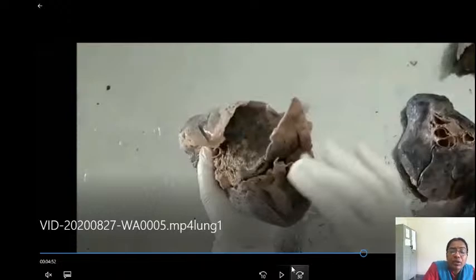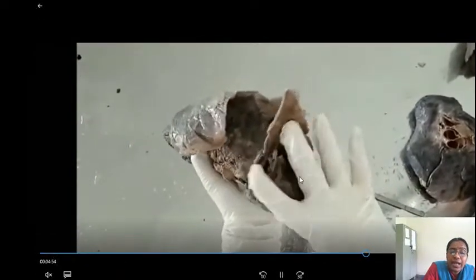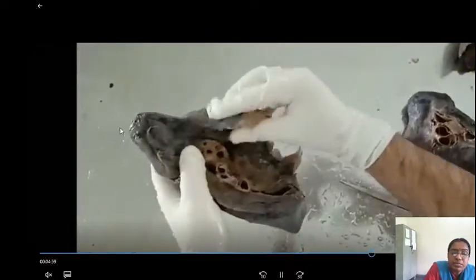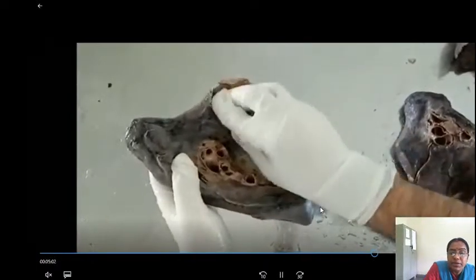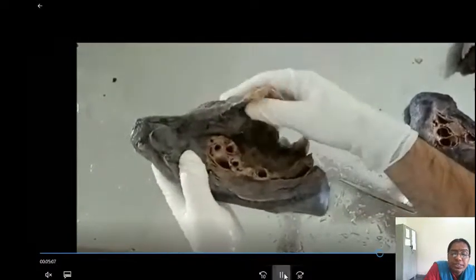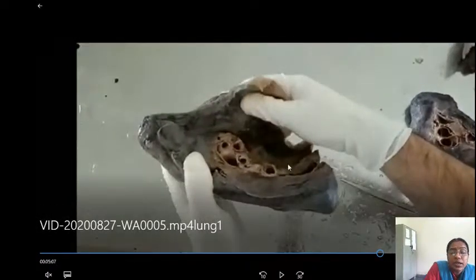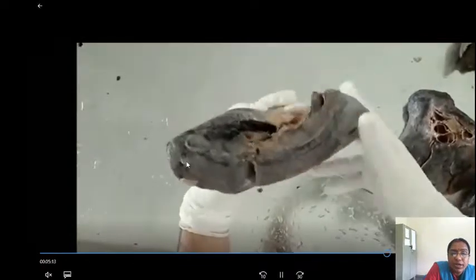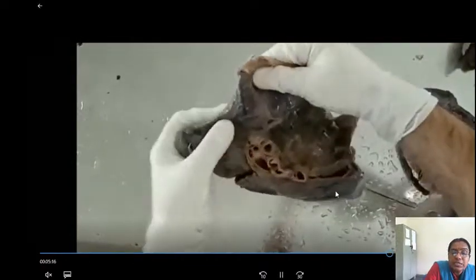Let us see the external features of the left lung and how you determine that this is the left lung. As with the right lung, the external features are the apex and the base. This is the base, or the inferior part, and this is the apex. This border is the anterior border. The difference between the right and the left lung is in the anterior border. Then this is the posterior border of the left lung.